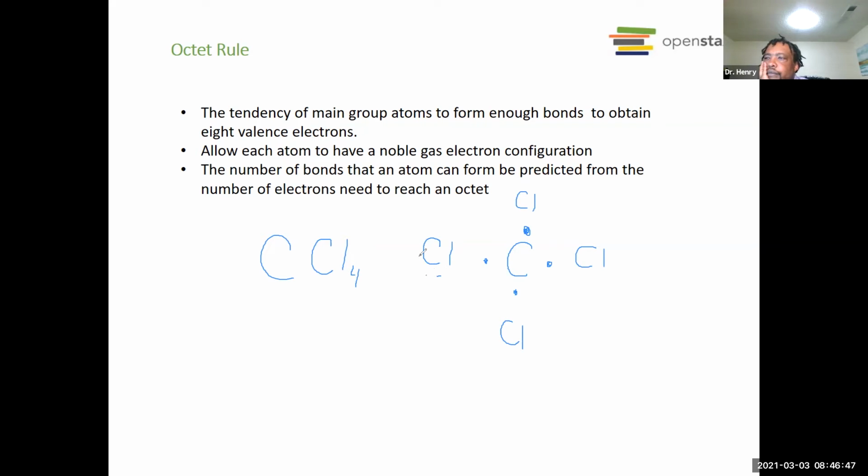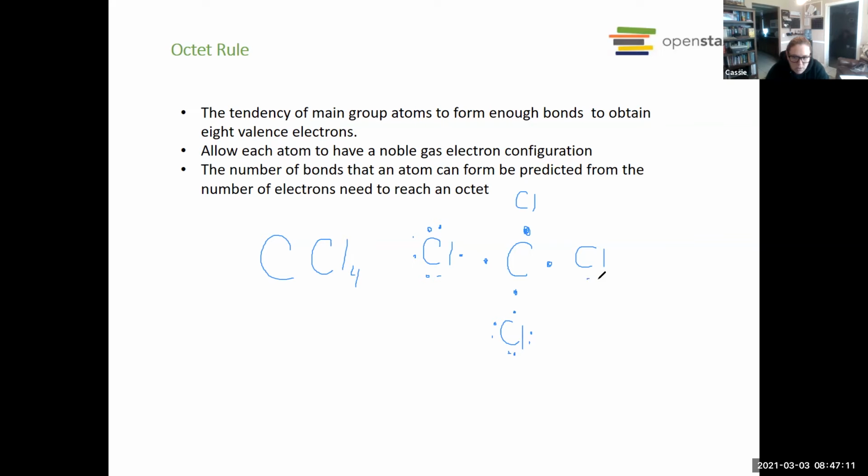Okay, so how many electrons are going to be shared between chlorine and carbon? Are you talking total? No, each one. Wouldn't it be two? So how many is chlorine going to contribute and how many is carbon going to contribute, for it to reach its octet? Do you understand what I'm asking you?